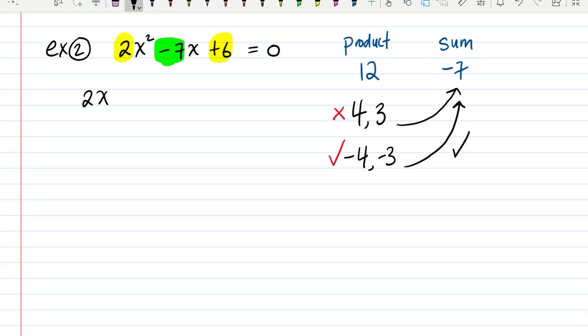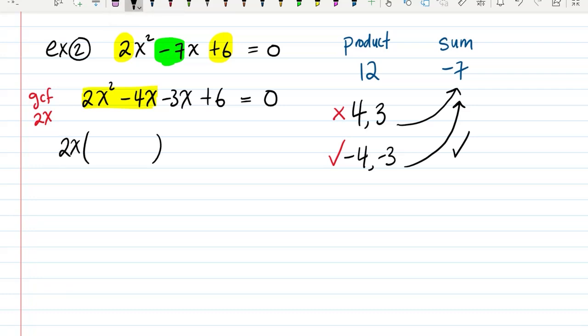So the new equation will be 2x squared minus 4x minus 3x plus 6 is equal to 0. Factor out the first two terms. So these two terms, using the GCF, just look at the first two and don't worry about the last two. The GCF here is 2x, which means we can divide both terms by 2x. So 2x will be outside the brackets and the leftovers will be x and -2.